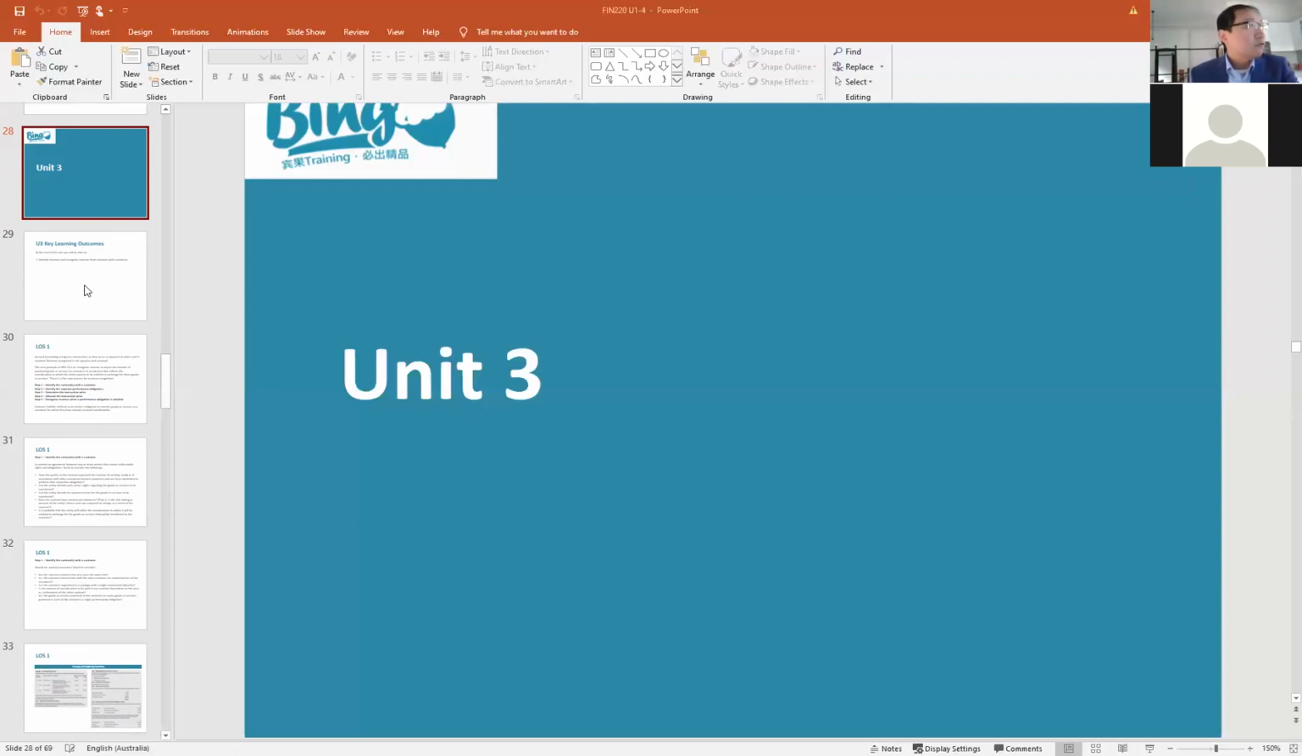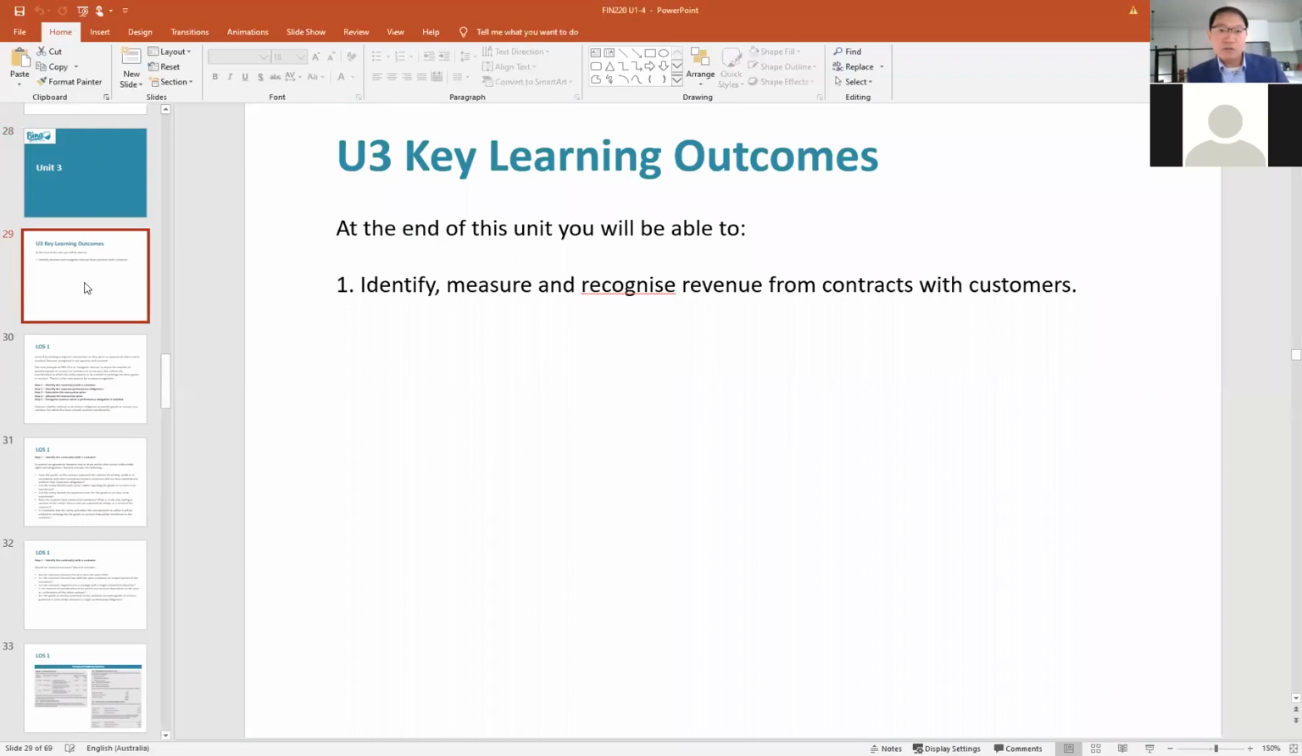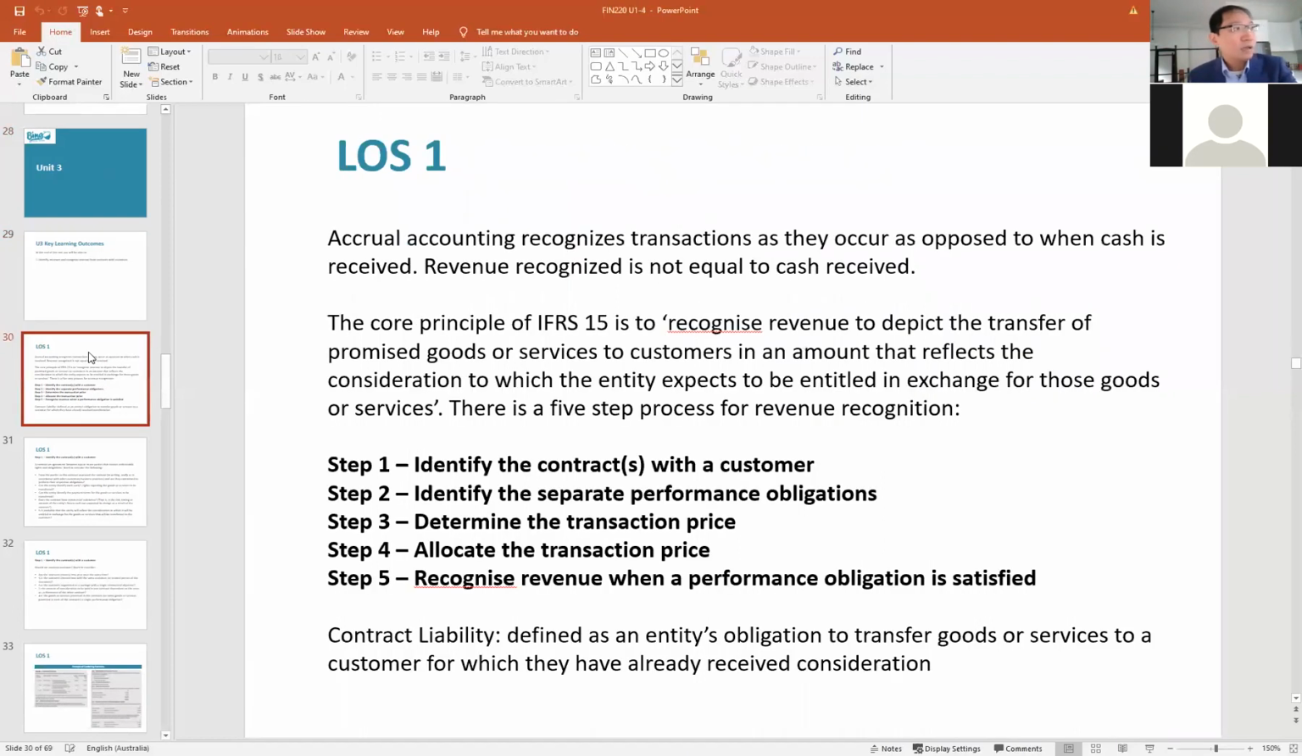So in terms of Unit 3, the priority here, or the focus, is all about revenue. There's only one learning outcome, which is to identify, measure, and recognize revenue from contracts. So the revenue standard, which is IFRS 15, really goes through a 5-step process in order to recognize revenue. And again, we'll talk through the absolute key points in each of these steps and provide you with some illustrative examples of how you would approach and combat each of these steps.